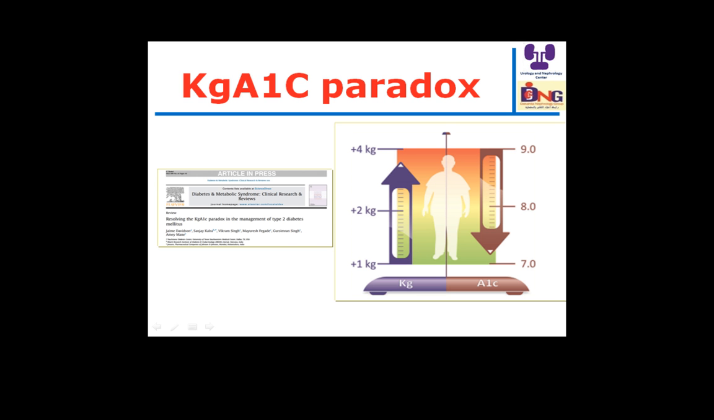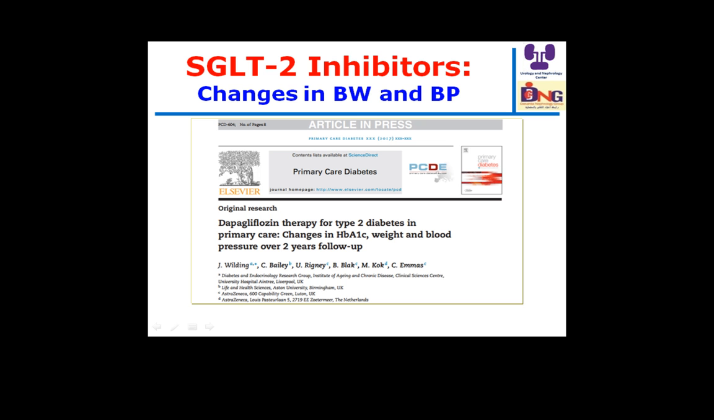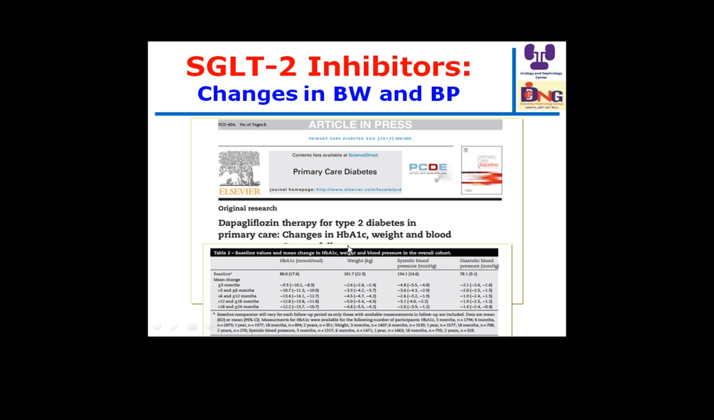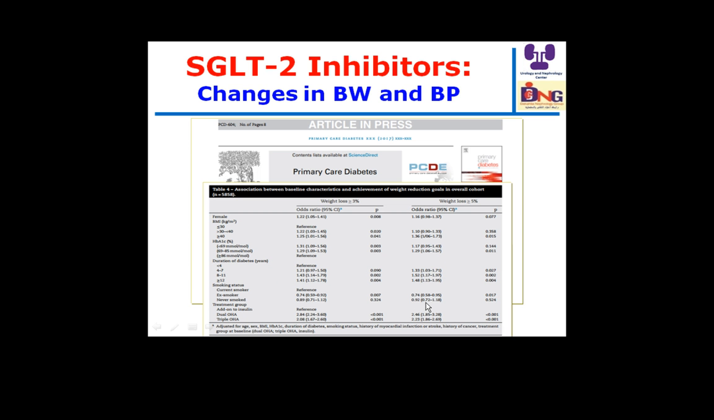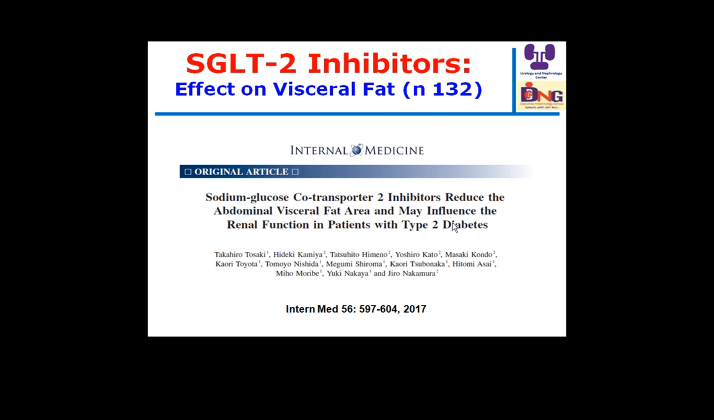So this paradox is not present with sodium glucose cotransporter 2 inhibitor. This is one of the studies showing that the drug is effective in reducing hemoglobin A1C and at the same time reducing body weight and blood pressure. So this drug will reduce the body weight, and this is predictive for reducing body weight by 3% and 5%. Another advantage is that the use of sodium glucose cotransporter 2 inhibitors reduces the abdominal visceral fat area and may influence the renal function in patients with type 2 diabetes and protect the kidney.